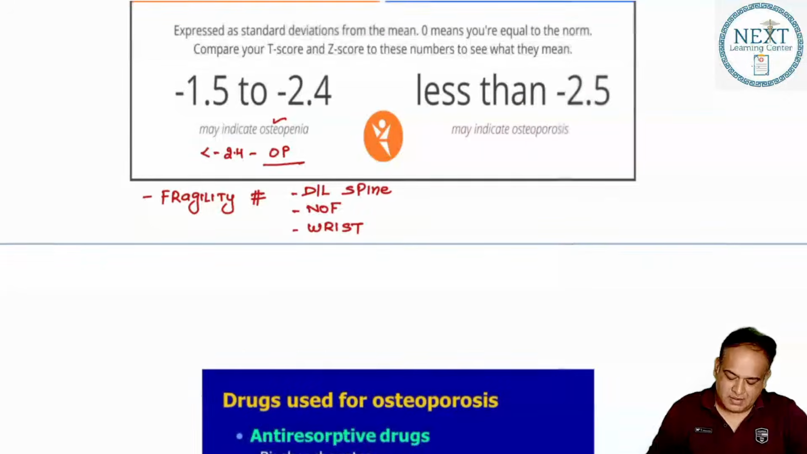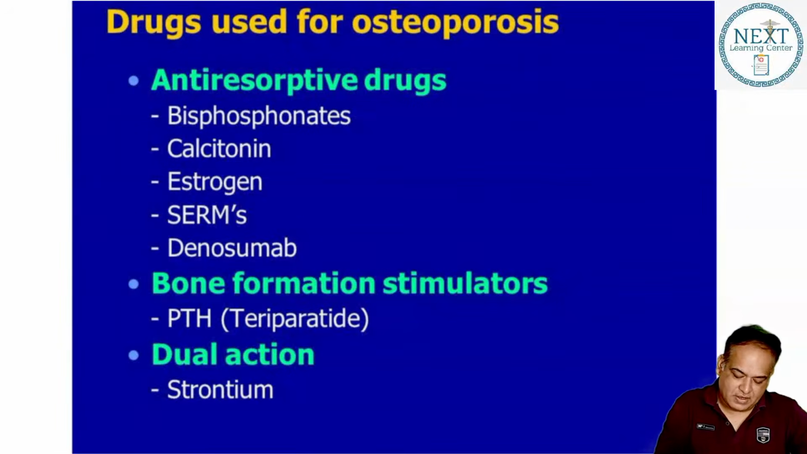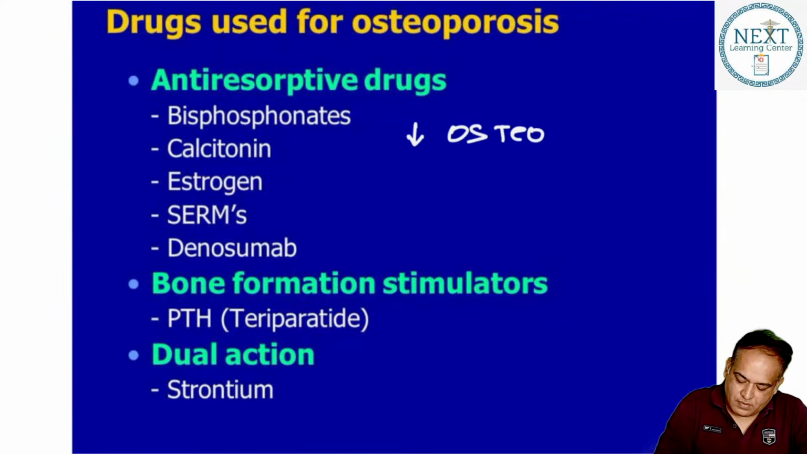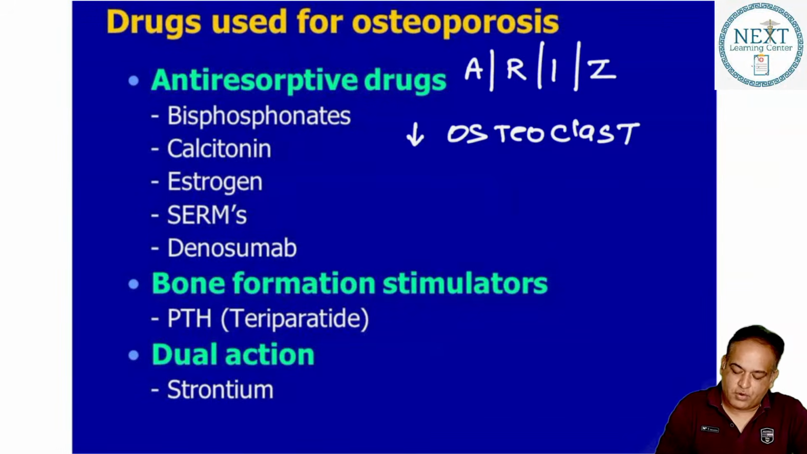Fine. Fragility fractures. Now, what is the treatment? You need to remember three categories of drug. First, they inhibit osteoclast. Bisphosphonates. Remember the names: alendronate, risedronate, ibandronate, zoledronate. Now, these two can be given every week. Ibandronate can be given every month. Zoledronate can be given every year.